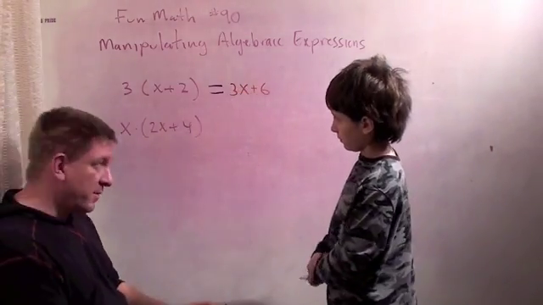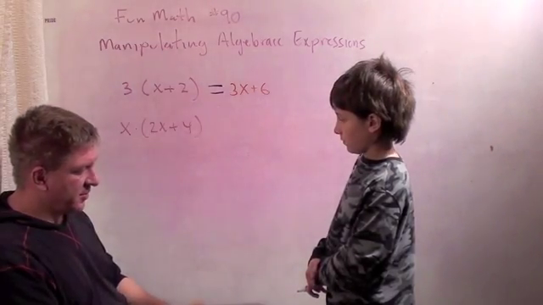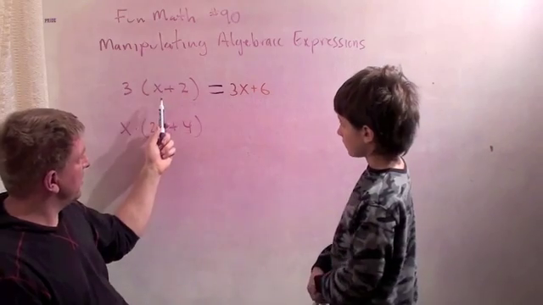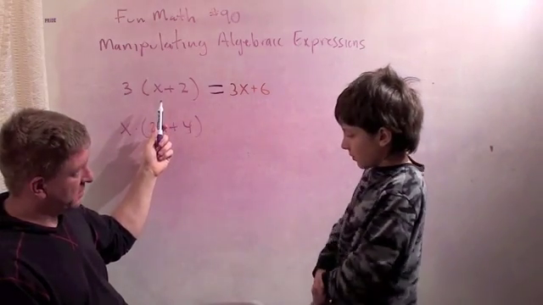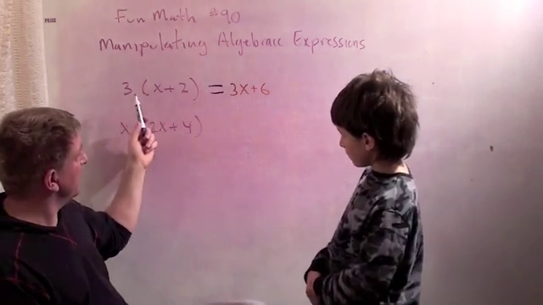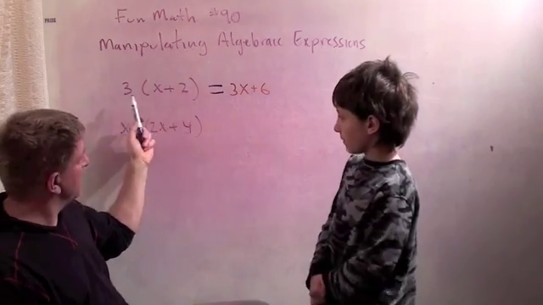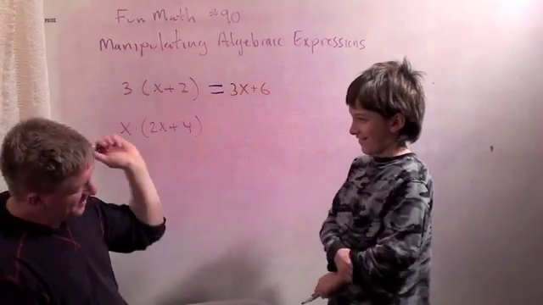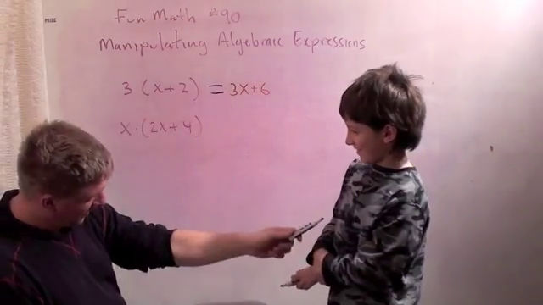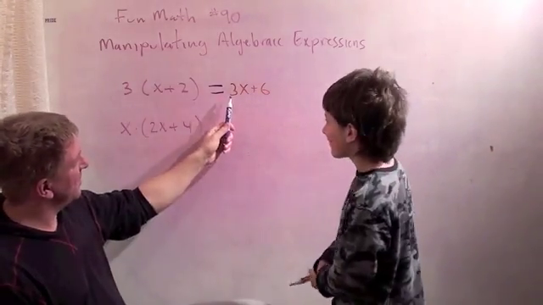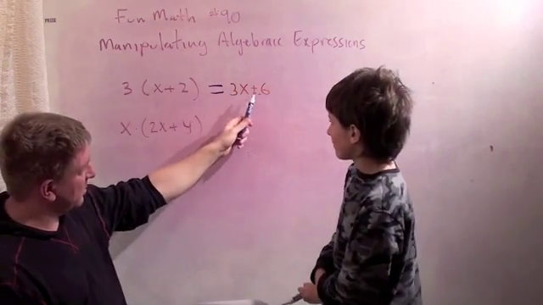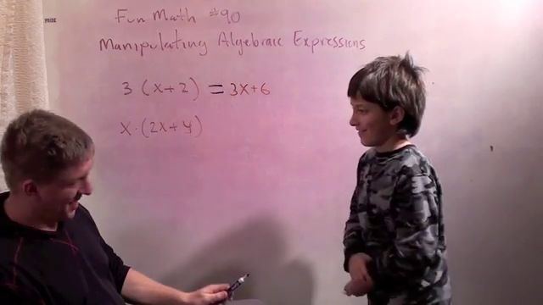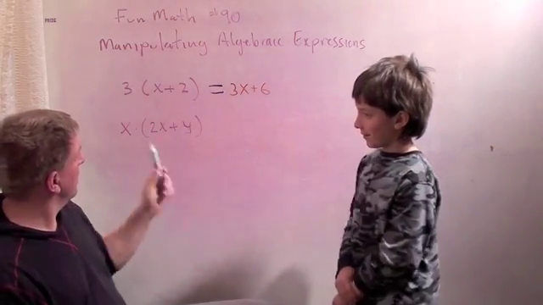And one very important way to check if you're doing these manipulations correctly is just pick a number. So what's a number to pick for x here? Just pick 1. So I get 3 times, what's 1 plus 2? 3. So 3 times 3 is 9. What is 3 times 1 plus 6? 3 plus 6, which is 9. Okay, very good.